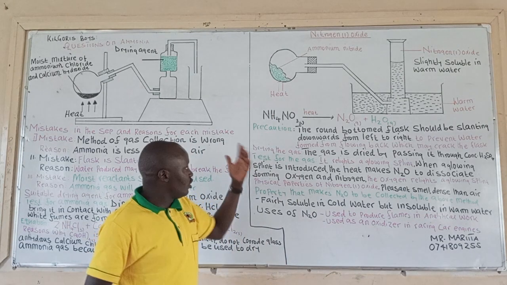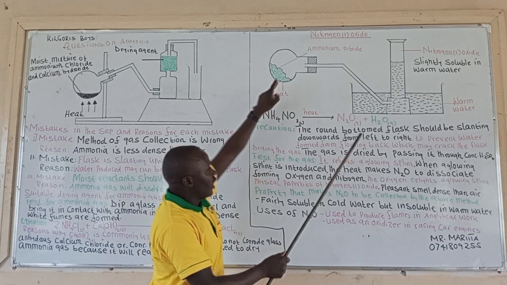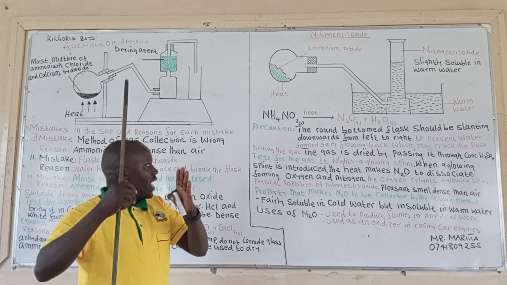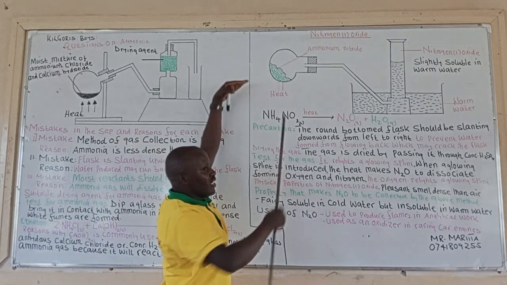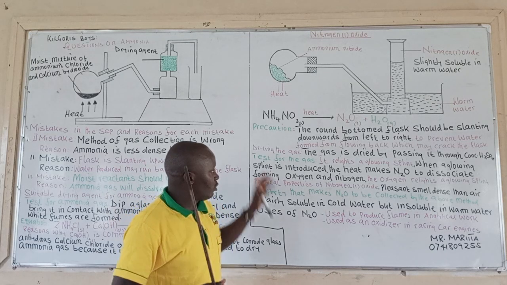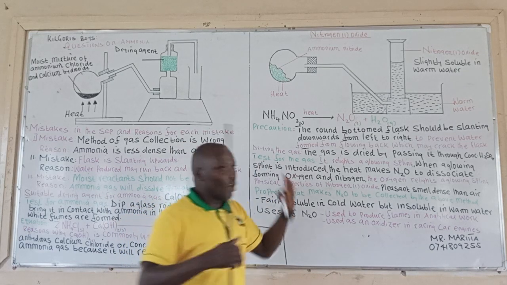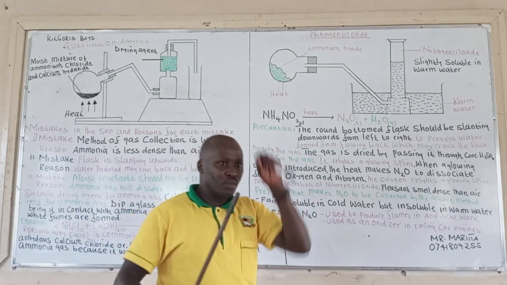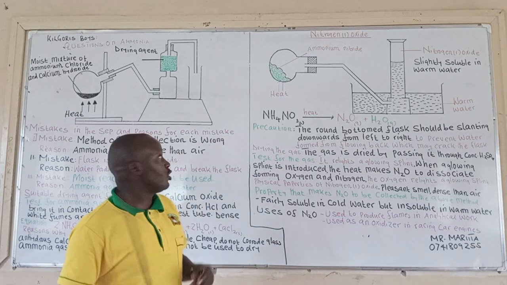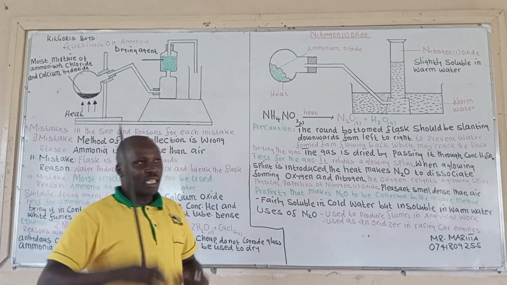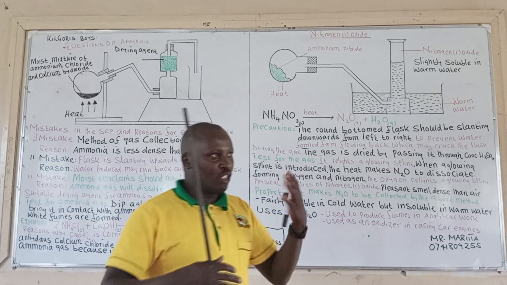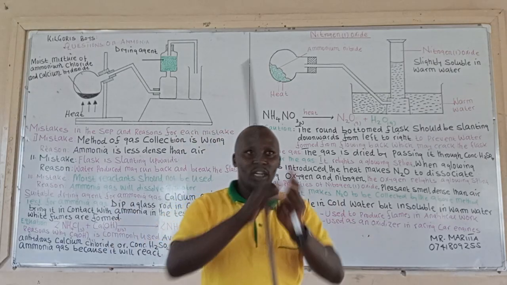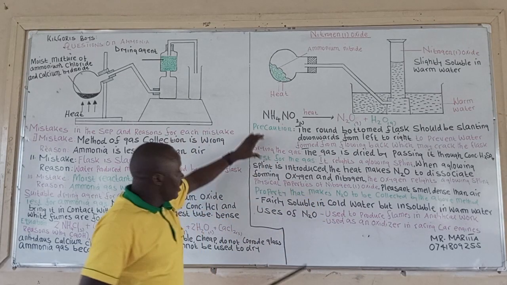And the second precaution, as you can see from your screen, is that the round bottom flask should be slanting downwards from left to right. The reason is to prevent water formed from flowing back, which may crack the round bottom flask. Another thing you are supposed to know: why do we use the round bottom flask? A round bottom flask is used so that it can have a large surface area for the equal distribution of heat.